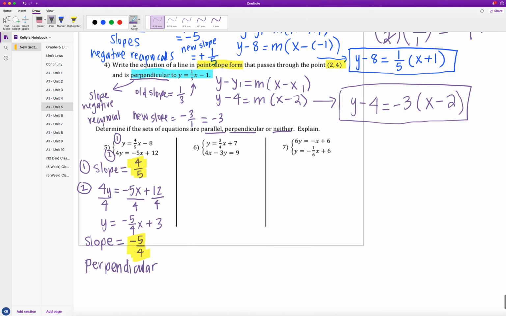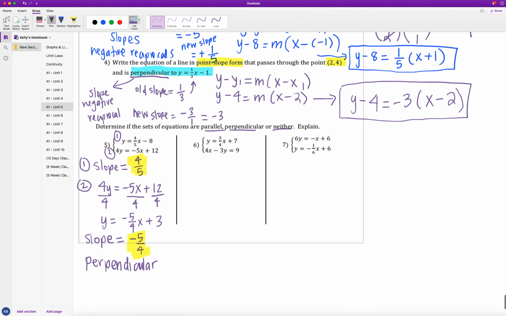So these are perpendicular lines, but the key is that we need to explain it. And the reason they're perpendicular is that the slopes are negative or opposite reciprocals.